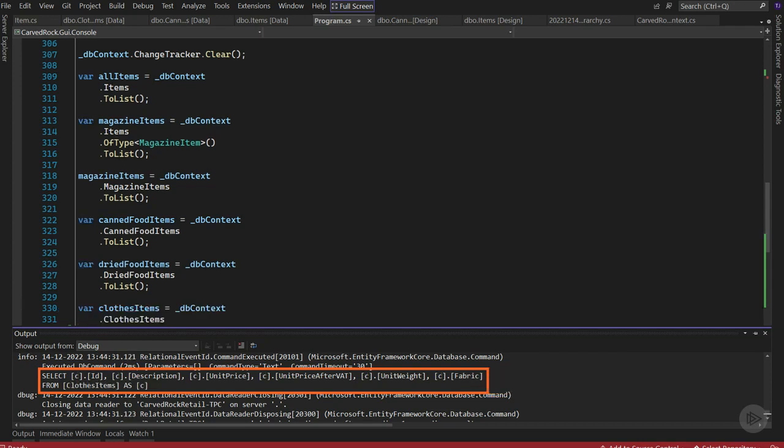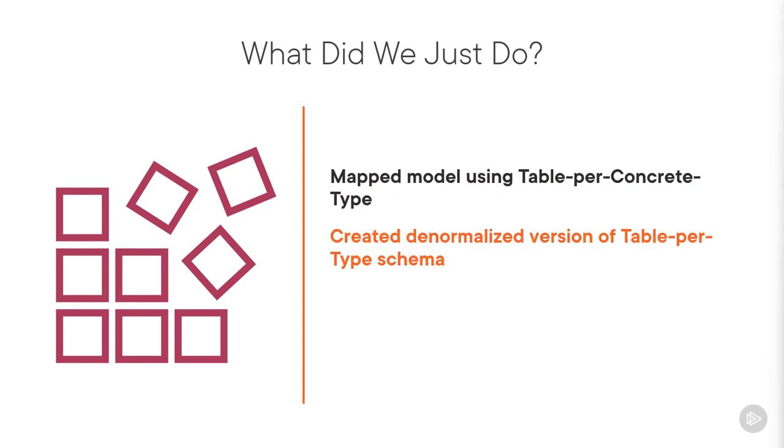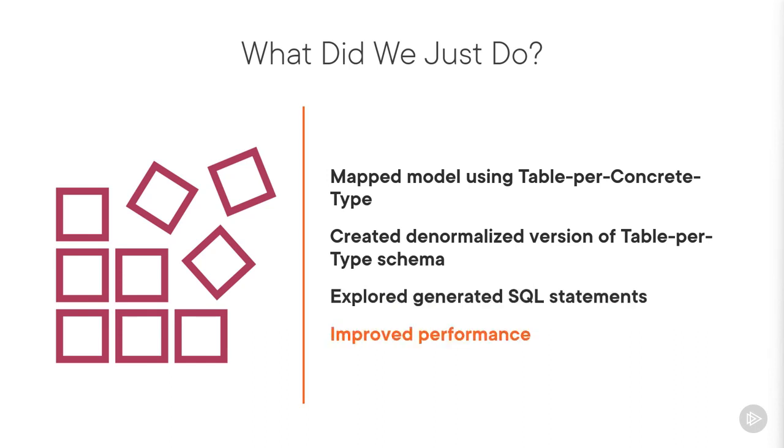In the demo that we just saw, we once again mapped our model to the database, this time using the table per concrete type strategy. As we saw, we ended up with a denormalized version of the schema that we had when we used the table per type strategy. And we also saw that denormalizing made all the difference in which queries EF Core generated for us. When we explored these SQL statements, we clearly saw that all the joins were gone, and they were replaced with union all or direct queries on a single table. This gives us a vast improvement in performance compared to table per type, and it gives us a better performance when querying leaf type entities than table per hierarchy.